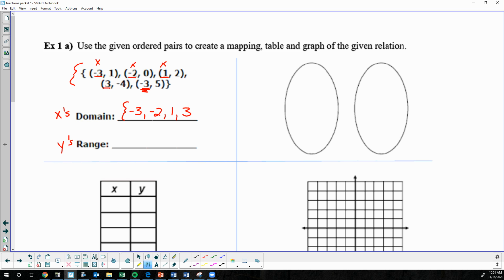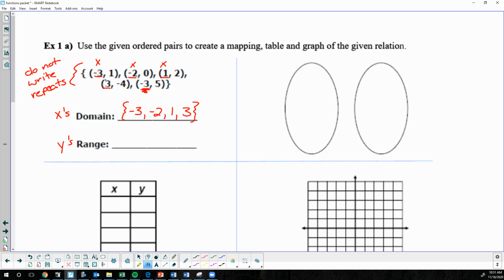And you'll notice right here, this is another -3. You do not write the repeats. Okay, so this is important to write down. If a number shows up twice, you don't write it down. So that means we're done, and we do the squiggle on the other side. Do the squiggle the best you can. Okay, so that was the domain.